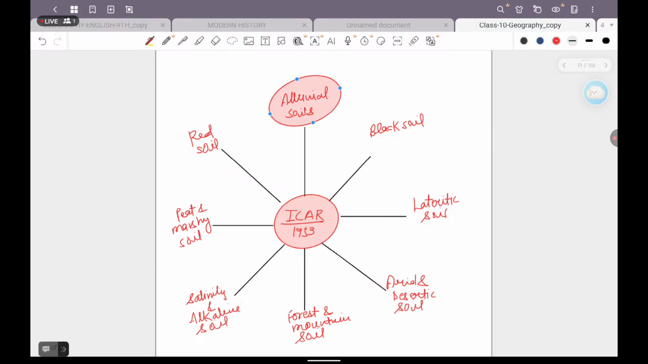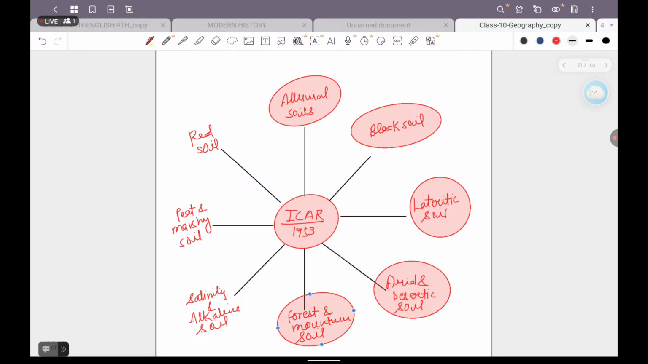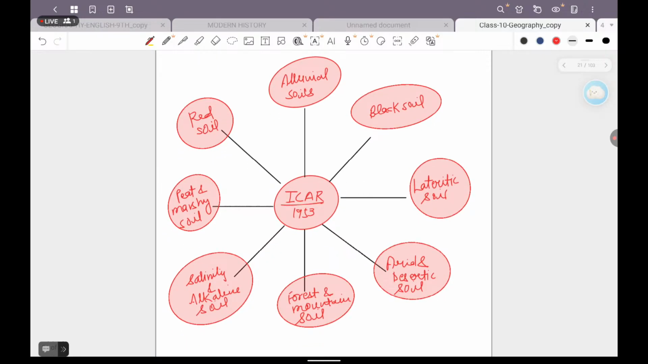So the ICAR, the Indian Council of Agricultural Research, established a committee in 1953, that is the All India Soil Committee, and this committee has classified the Indian soil into 8 types: first the alluvial soil, second the black soil, also known as the regur soil, third the lateritic soil, also the brick soil, fourth the arid and desertic soil, fifth the forest and mountain soil, sixth the saline and alkaline soil, seventh the peat and marshy soil, and the eighth is the red soil. So let's see them one by one.